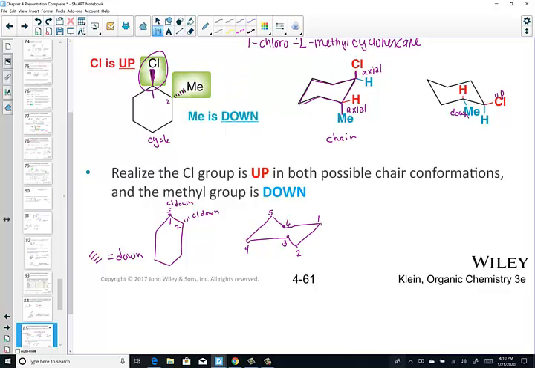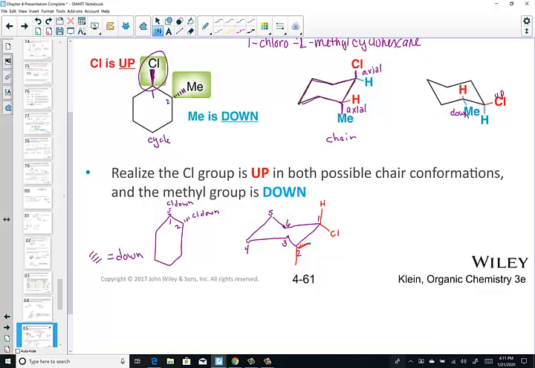The axial position at carbon 1 points up. The equatorial position at carbon 1 points down. Chlorine is pointing down. There's a hydrogen in the axial position. Carbon 2, the axial points down. The equatorial points up.